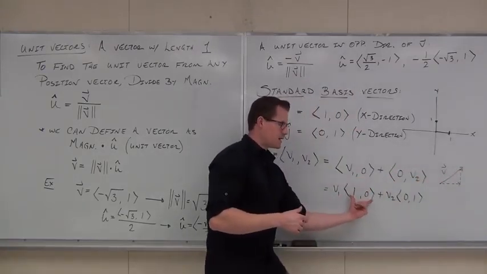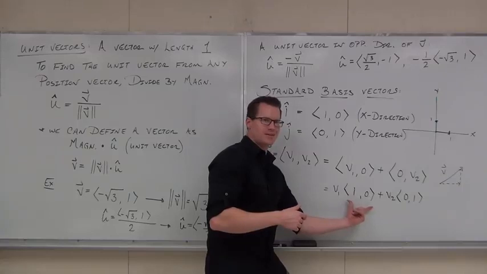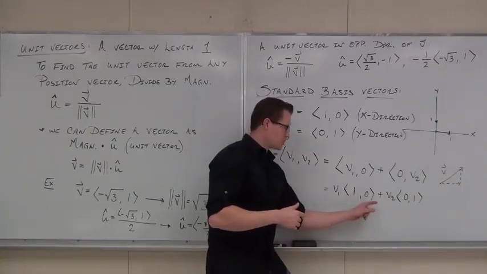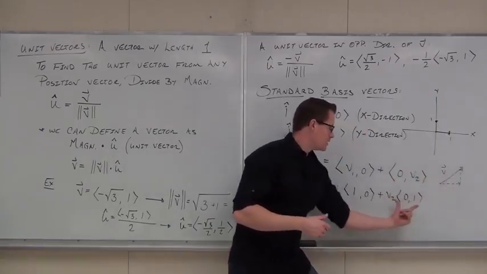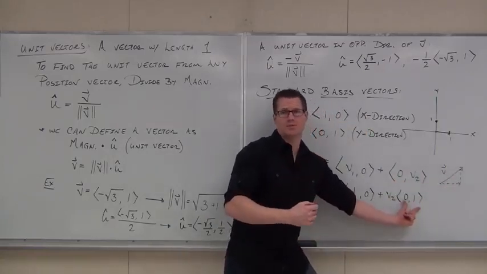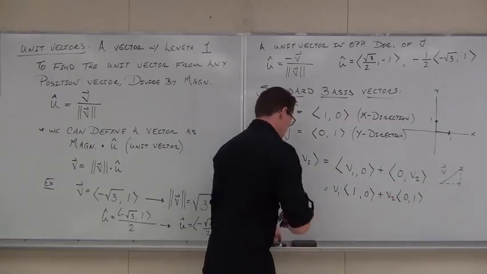Here's the x direction. Redefine this. What is the vector 1, 0? Plus something, a scalar times j. It's saying this.